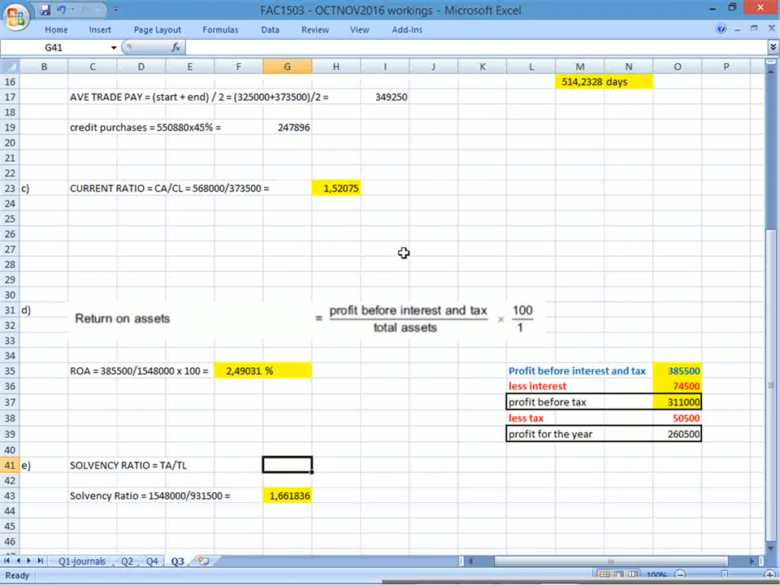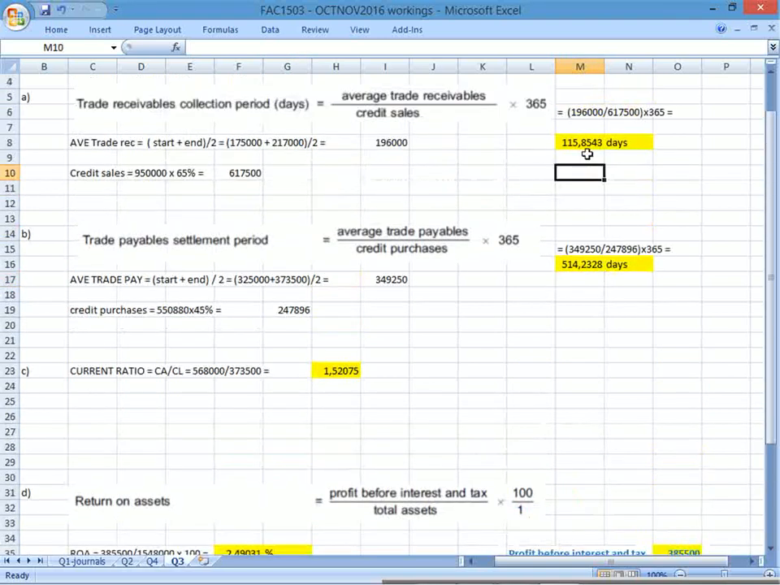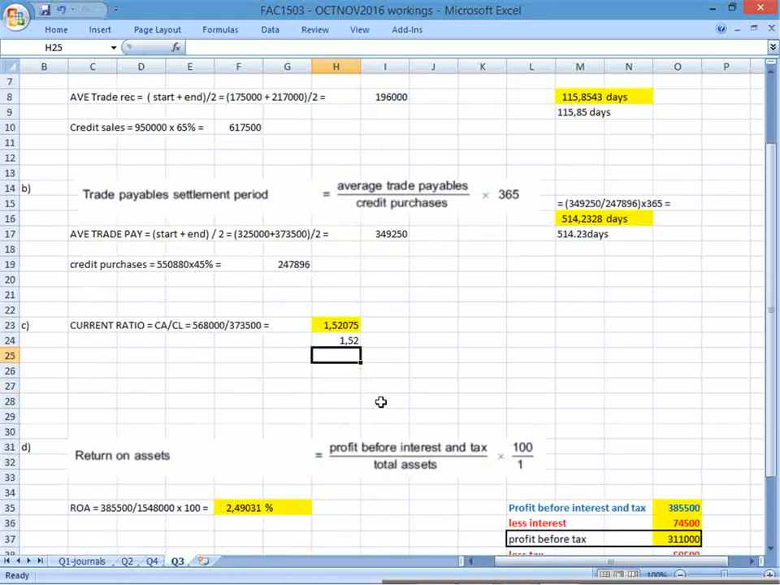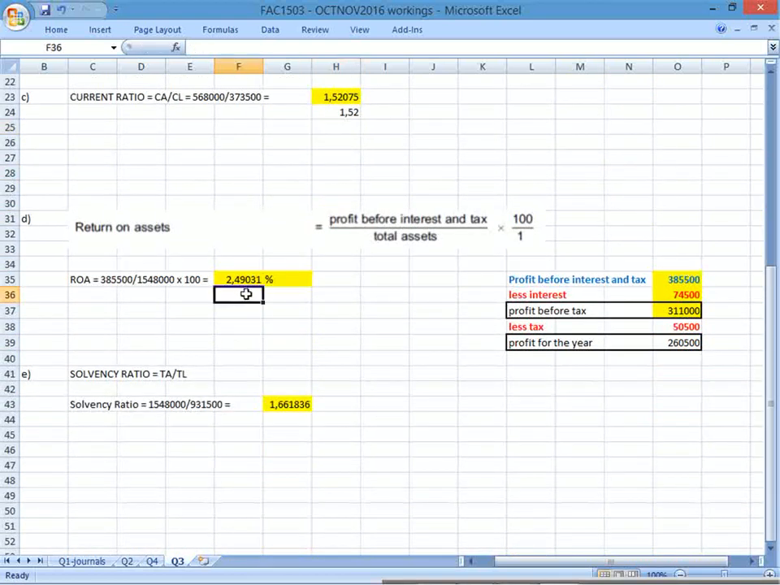Alright, so obviously some of these you'll round off. Okay, maybe let's round off just to make sure you guys are okay with that. This would be 115.85 days. Okay, round it off. This will be 514.23 days. This will be 1.52. This will be 2.49, and this will be 1.66.